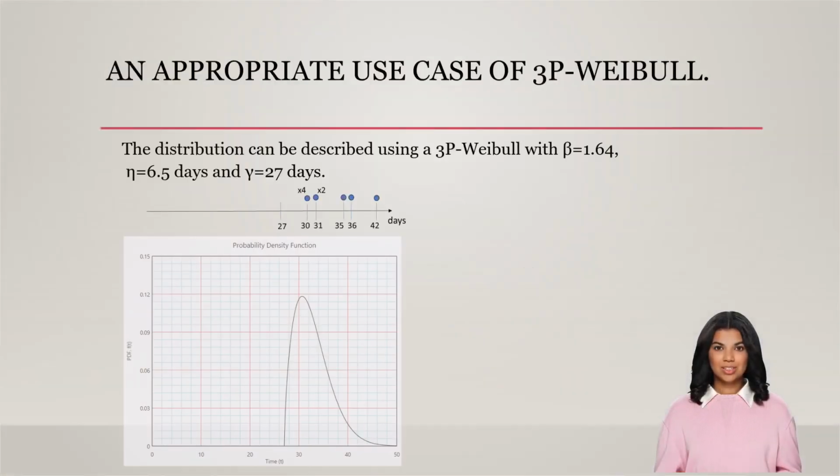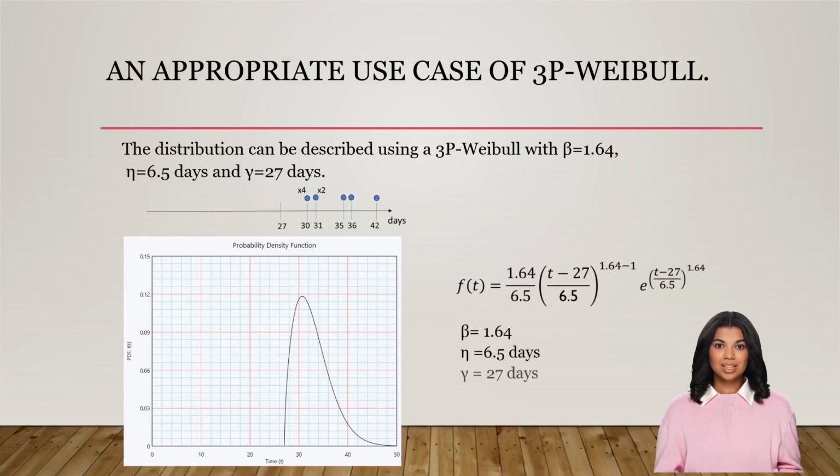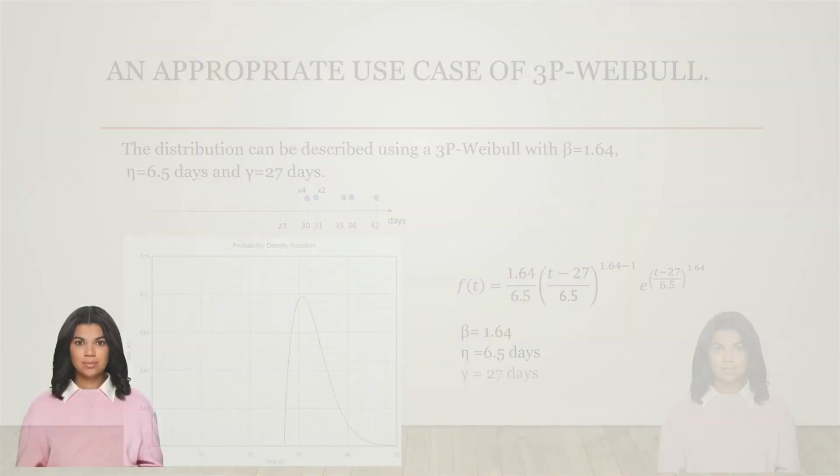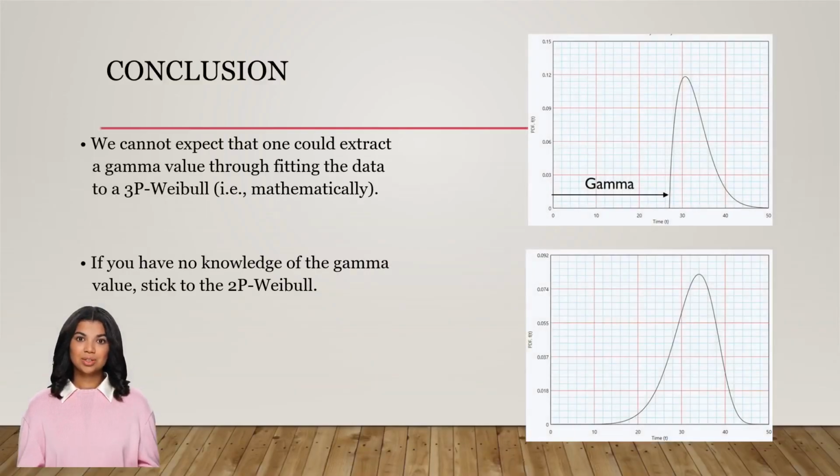This example illustrates the case where gamma is a value you need to provide, and then transform the data for fitting a two-parameter Weibull. It is very unlikely to determine via statistical analysis that the admin plus shipment time is 27 days. The analyst knows this because they understand the situation in which the data is collected. In conclusion, we cannot expect that one could extract a gamma value through fitting the data to a three-parameter Weibull. Gamma should be a quantity that is known to the analyst. If you have no knowledge of the gamma value, stick to the two-parameter Weibull.